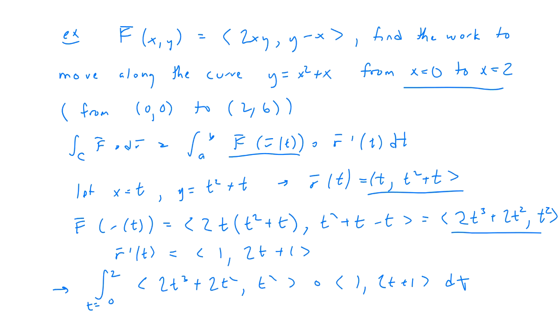So let's look at each of the pieces. Let's look at r prime of t. What these two numbers tell us is that if I change t by 1 unit, then I'm going to move 1 unit in the x direction and 2t plus 1 units in the y direction. So that's giving me how far I'm moving for a change in t.